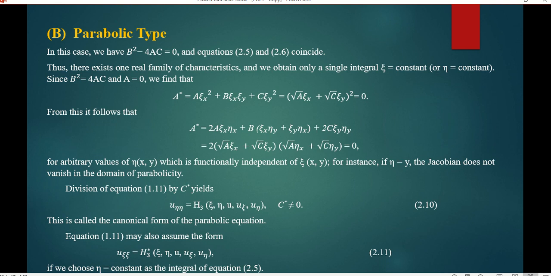So, we have the equation of the form 2.10, and that is called the canonical form of parabolic equation. And that equation 1.11, our general canonical equation, can also be written as u psi psi equal to h3 star of psi, eta, u psi, u eta. So if we choose eta equal to constant, then we will get that equation 2.11. If we choose psi equal to constant, then we will get the equation 2.10.